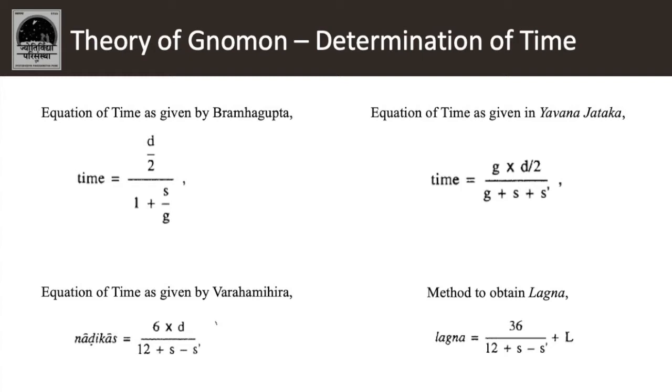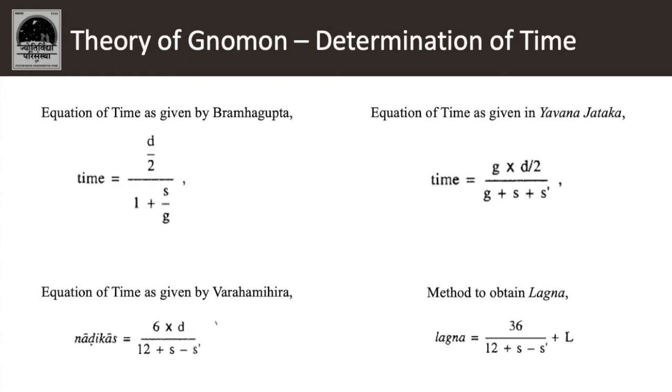In the denominator, you have 1 plus s by g, where small g is the length of the gnomon, which is generally 12 angulas, and s is the length of the shadow cast by the gnomon at the time which you are considering. Okay, so this is the first formula. Now the thing is, this formula does not give you the accurate time, because it does not take into consideration the declination. So that is why there was another formula given in the Yavana Jataka, which is on the right hand side.